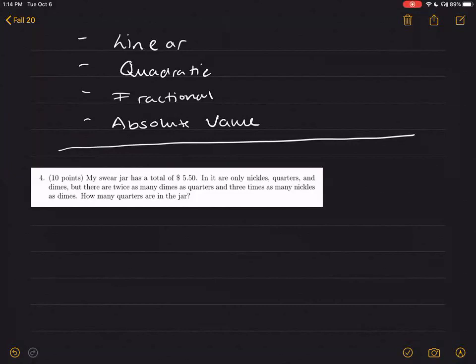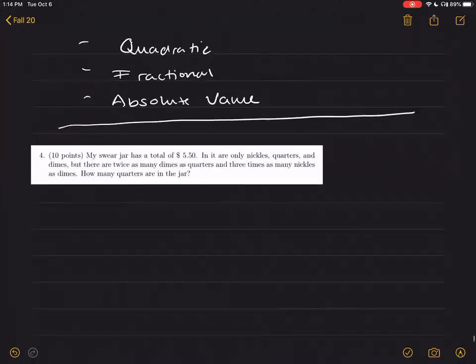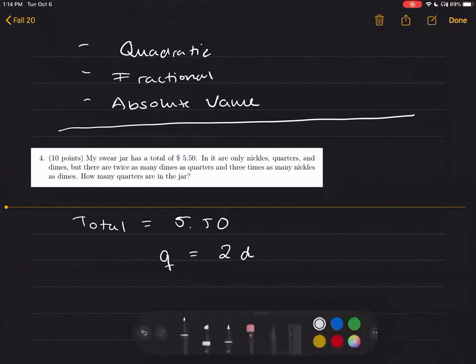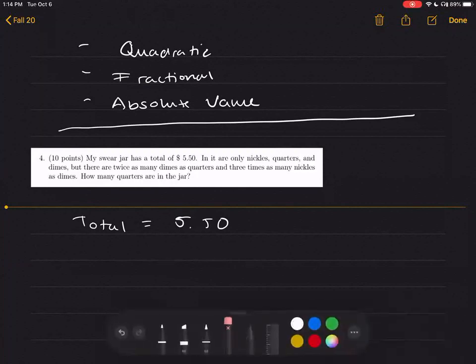So this is similar to a homework problem that we had. So let's go ahead and write down what we know. So we know that the total is $5.50, right? We know that there are twice as many dimes as quarters. So however many quarters there are, we know there are twice that many dimes.